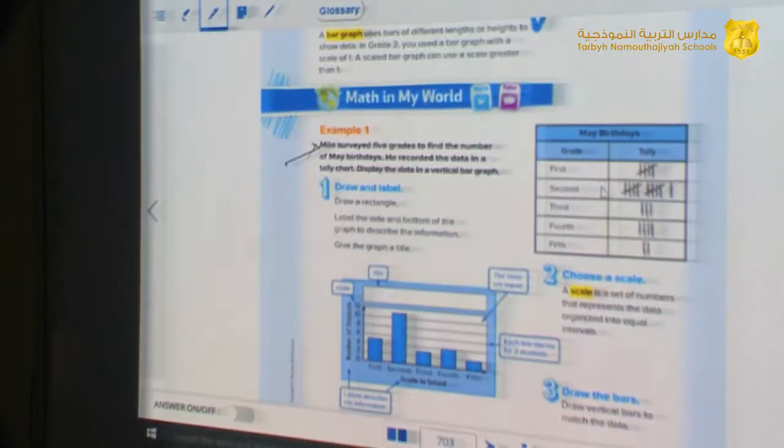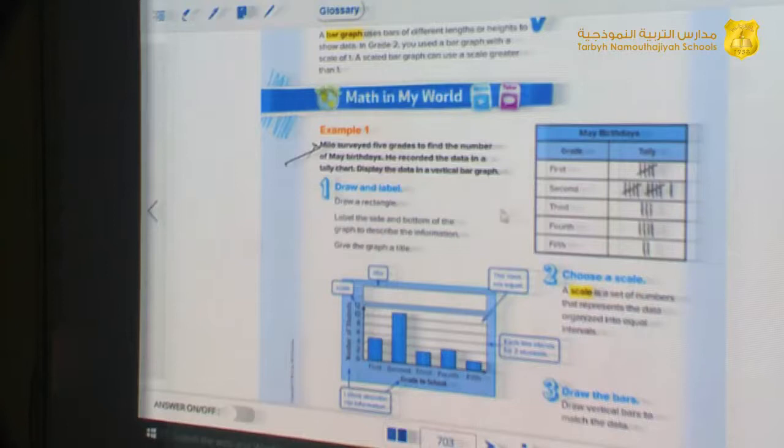All of you know what the tally chart is. The tally chart is a way to show data. It has 2 columns, one of them with words and the other with tallies, where we draw vertical lines to represent the number of each word in column 1. He recorded the data in a tally chart. We want to display these data in a vertical bar graph.